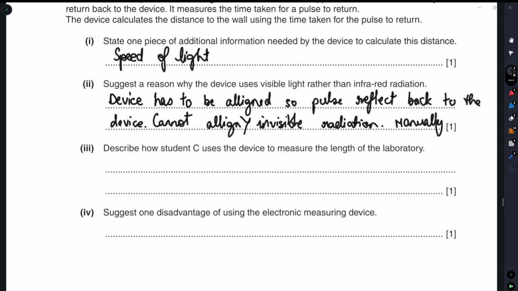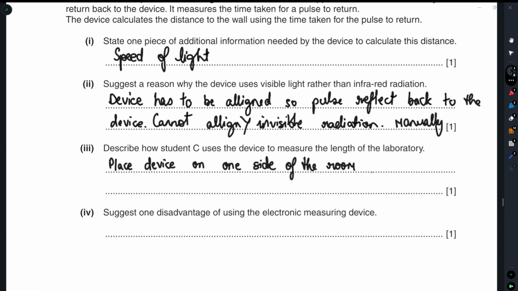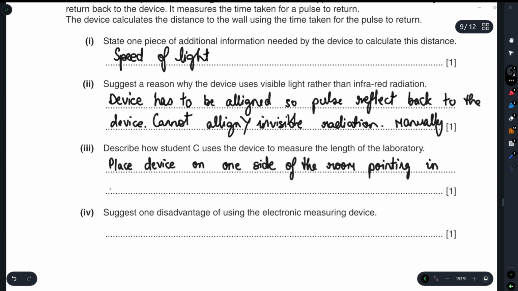Describe how the student uses the device to measure the length of the lab. So this should be fairly simple. Place device on one side of the room, pointing in the direction of the opposite wall.